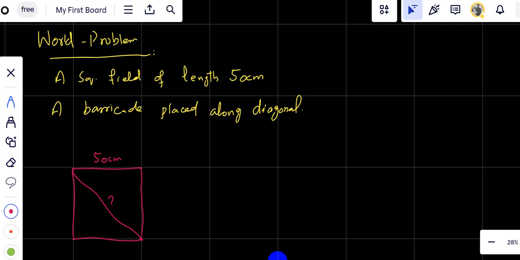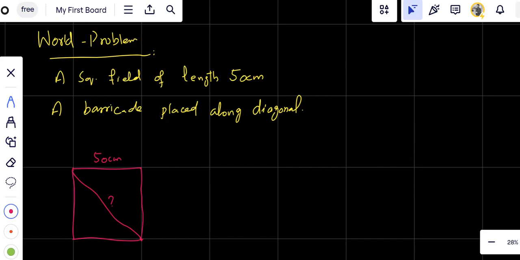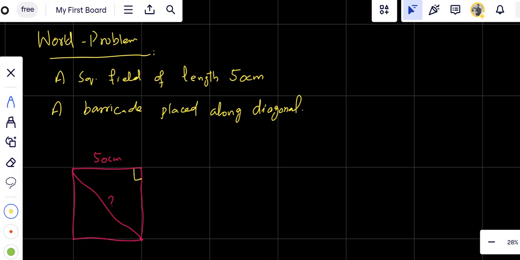The property of a square is that all the angles are 90 degrees, as all lines are straight. So this angle is 90 degrees, this is 90, this is 90. So these two triangles are right triangles. If this length is 50 centimeters, this length will also be 50 centimeters. So the diagonal will be the hypotenuse.